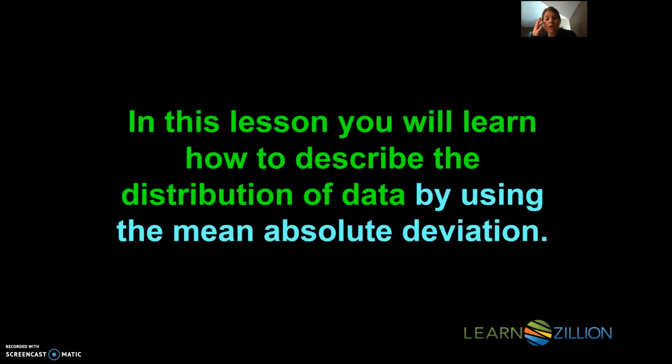So it says we're going to learn how to describe the distribution of data by using the mean absolute deviation. Distribution means how far apart is your set of numbers. If I asked you guys right now your age and I wrote your age down, so let's say I took my homeroom, almost everybody, well actually everybody, would either be 12, 13, 14 years old. Y'all's data would not be very spread out because you're all either 12, 13, or 14.